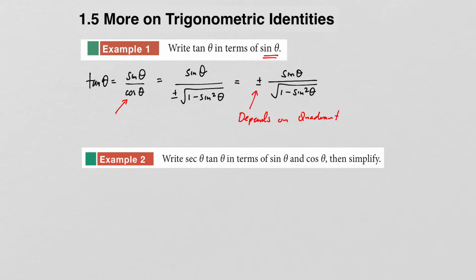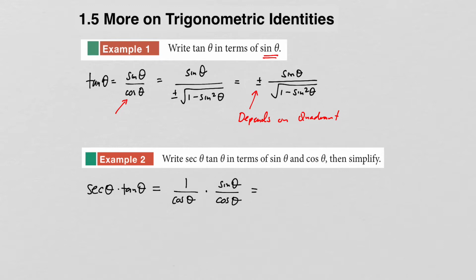In the second example, we are asked to write secant of theta times tangent of theta in terms of sine theta and cosine theta, and then simplify. So secant theta times tangent of theta, we can write this in terms of sine and cosine by using the reciprocal and ratio identities. So we know that secant of theta is 1 over cosine of theta. And we know that tangent of theta is sine of theta over cosine of theta.